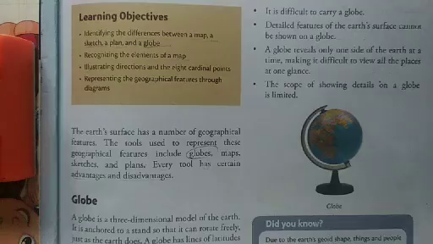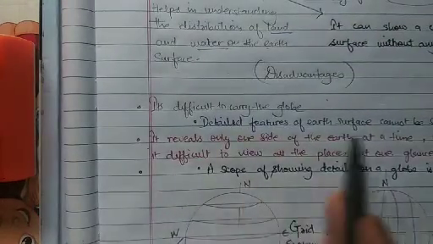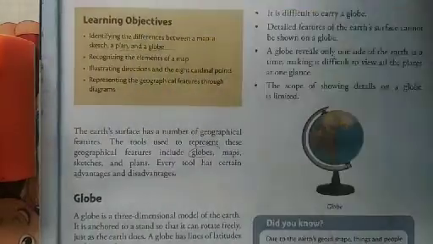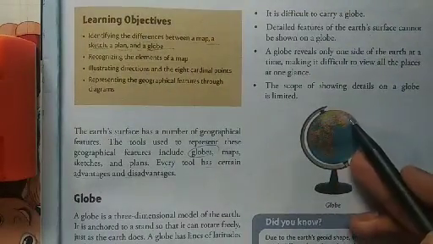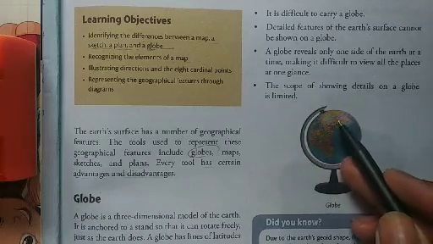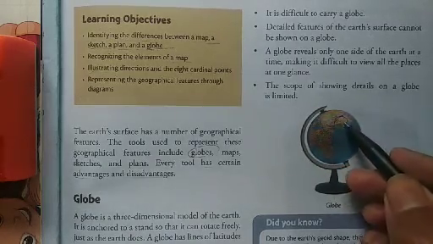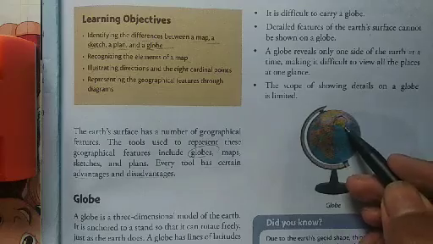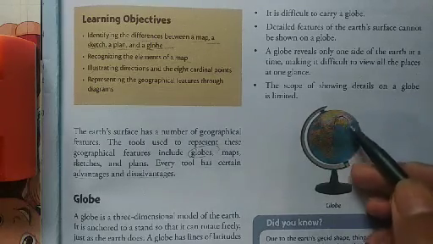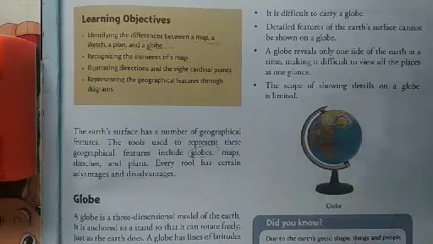Second, detailed features of the Earth's surface cannot be shown. Everything cannot be shown on the globe. You can only see the continents, and everything in detail cannot be seen. Like here, in India, we can see India and all the states, and the location and size also, but it's very hard to see it in more detail.